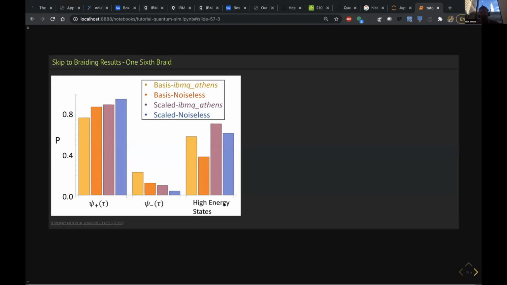We're going to throw those away. Those are due to the non-adiabaticity of the algorithm and due to errors that occur on the actual systems. So we're only going to care if we land back in the parity basis. Essentially, we want the probability of psi plus to be as maximum as possible and psi minus to be as little as possible. We see that the scaled noise one comes out quite good, and the scaled one even on the actual hardware was quite good as well. So we can see that, as we expect, the scaled performs better in braiding.